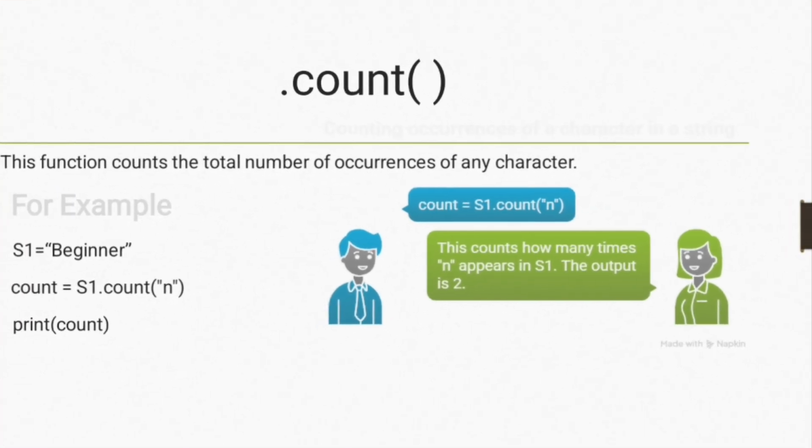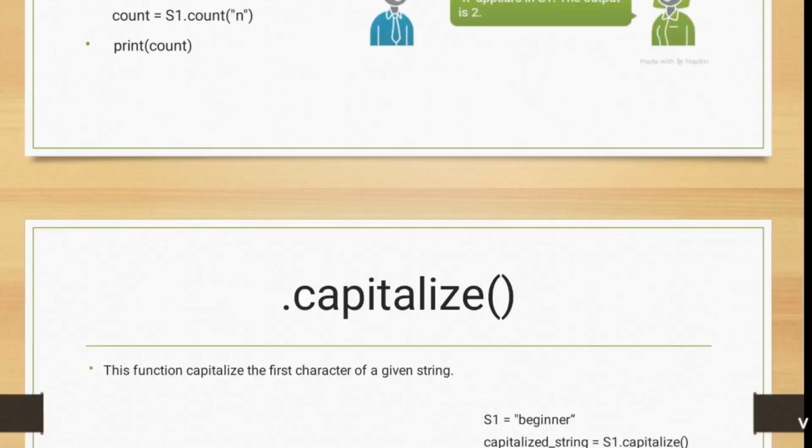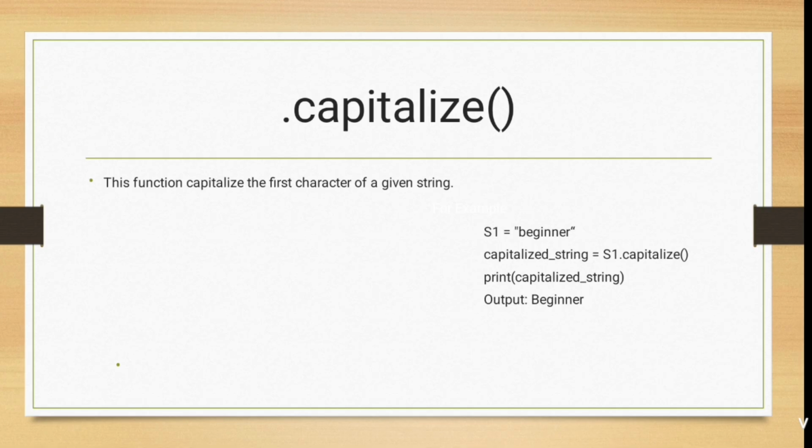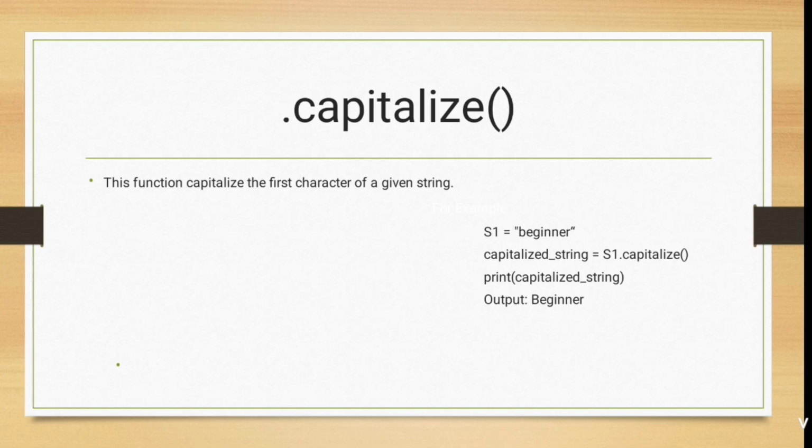This is a visual representation of the count function. You can also see this. The next one is capitalize. The capitalize function will capitalize the first character in your string into an uppercase letter. Now what this will do is convert the first character in your string into a capital letter.